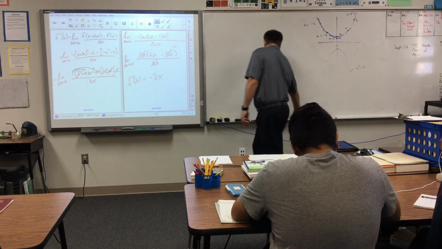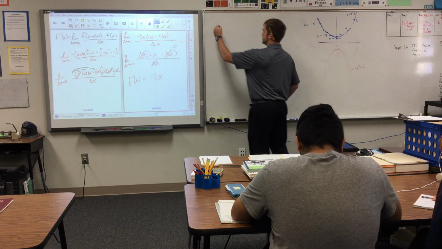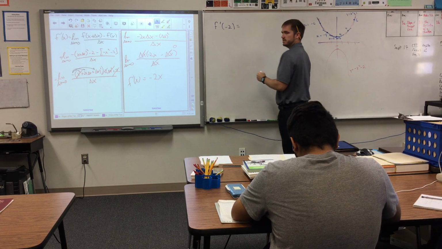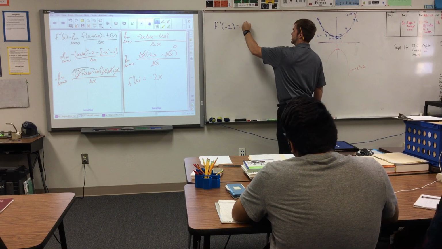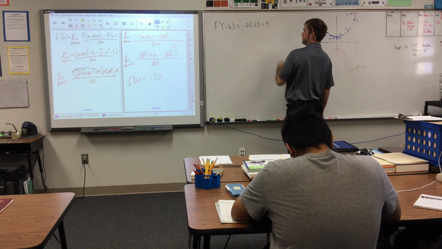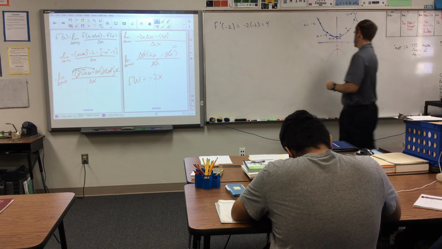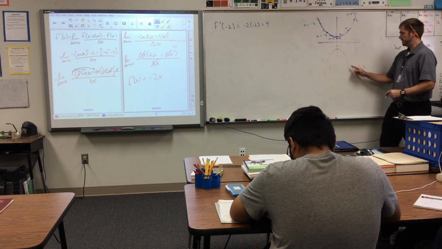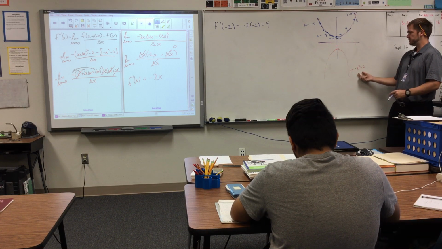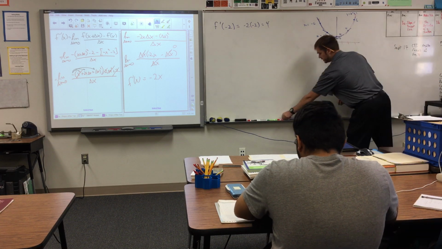Alright? So let's plug in some values. So f prime of negative 2 is going to be negative 2 times, plug in negative 2, so we have 4. Let's go over here. I've drawn negative x squared minus 2. It's a parabola opening downward, and it's also shifted downward. Can you all see that okay?